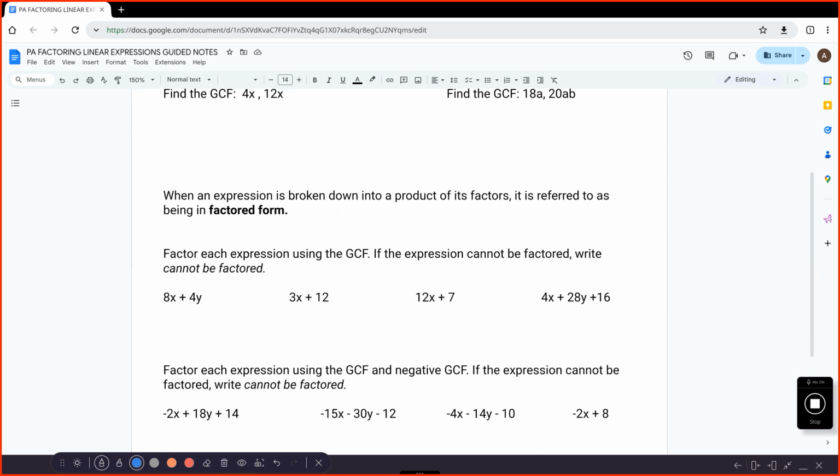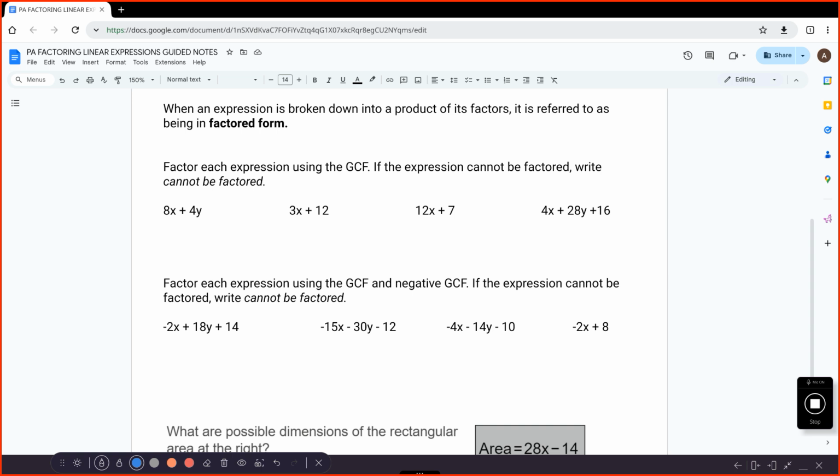All right, when an expression is broken down into a product of its factors, it's referred to as being in factored form. So here in these examples, we are going to factor each expression using the GCF. And if the expression can't be factored, we will write cannot be factored. So here we've got two terms, 8x and 4y. So the way I want you to set up every factoring problem is, in this case, we have two terms. So we have two blanks inside of our parentheses and one outside. The one outside is going to be where our GCF goes.